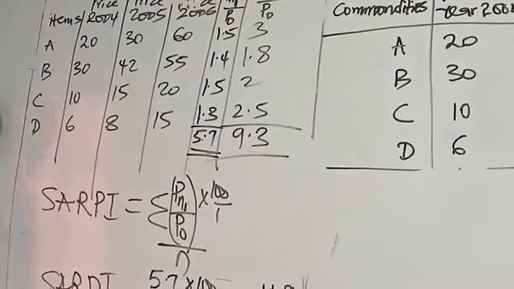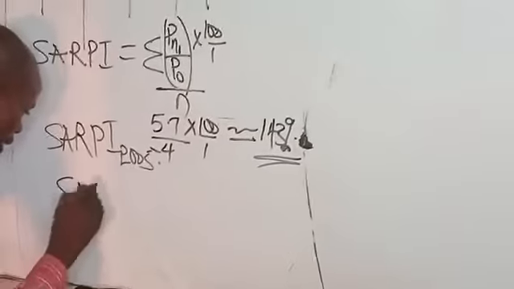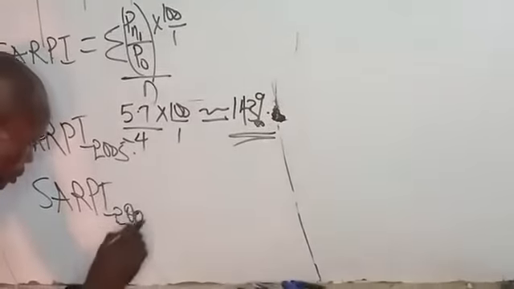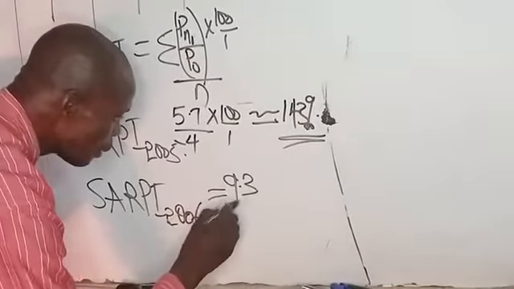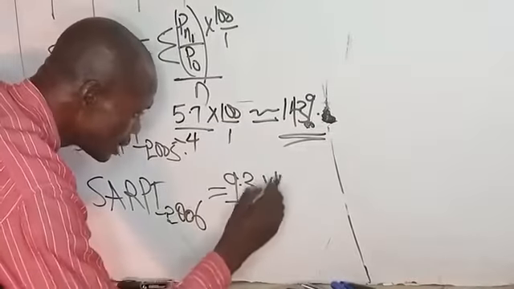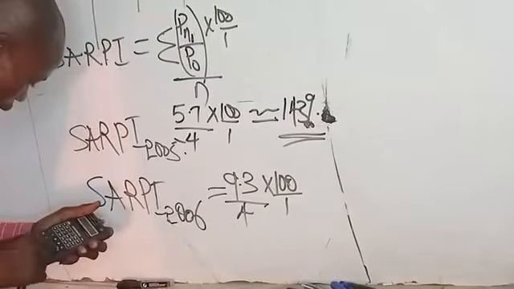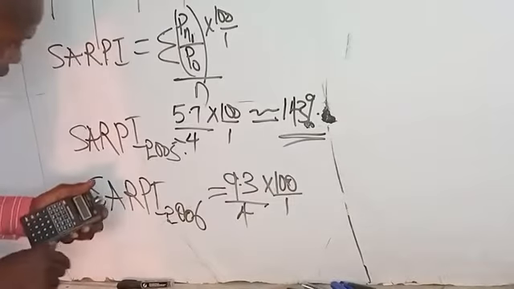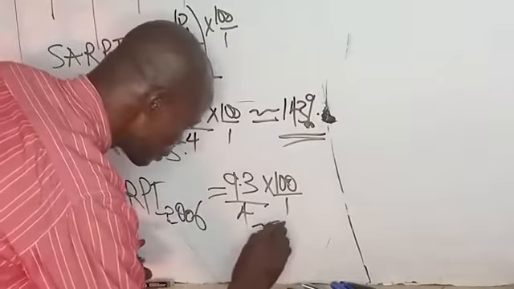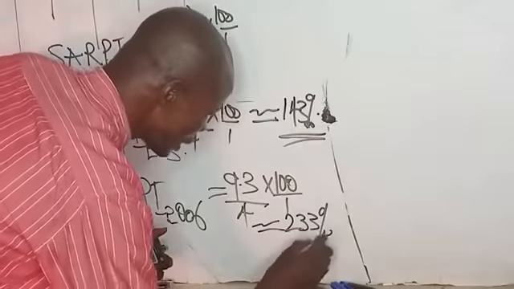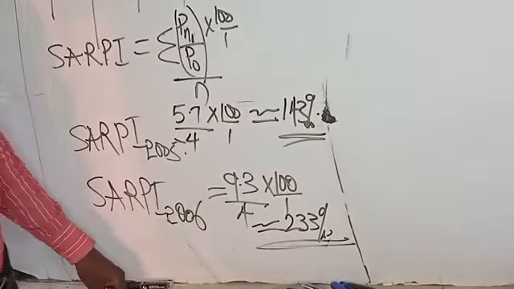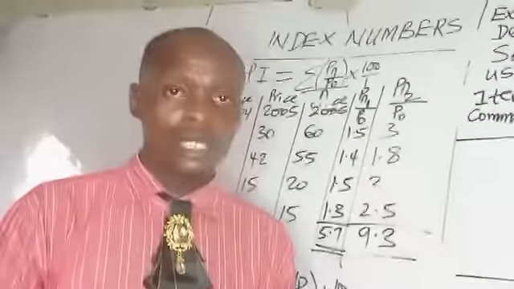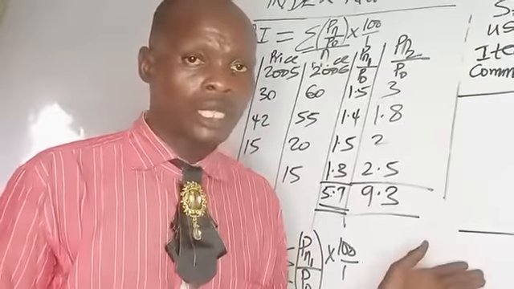So let's compute the simple average relative price index for 2006 now, which is 9.3 times 100 divided by 4. That gives us 233%. That is the solution to the question. So this is the end of the first part. In the second part, I will consider the weighted aggregative price index.